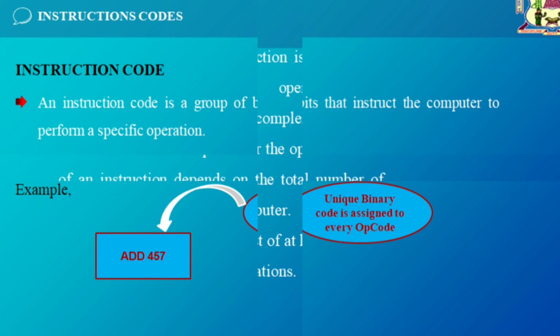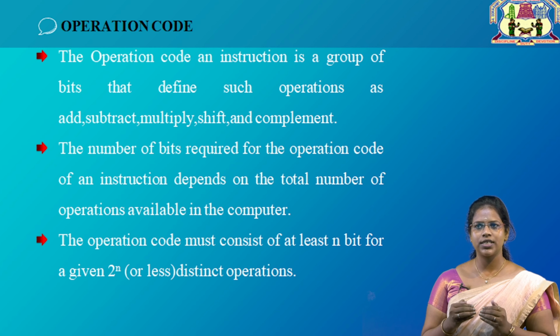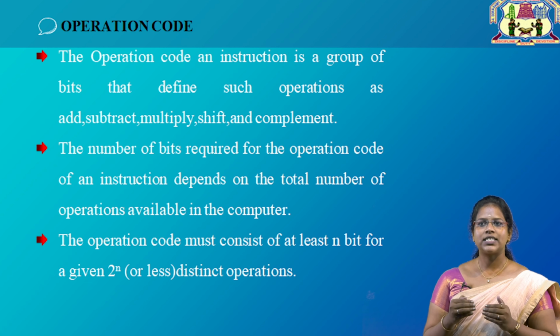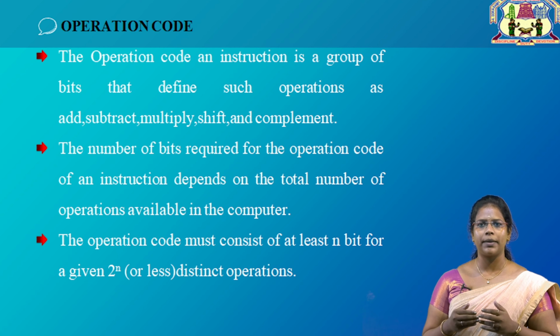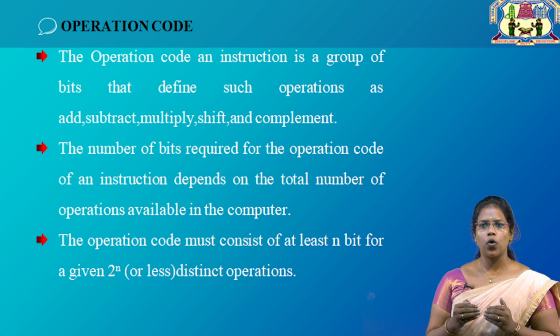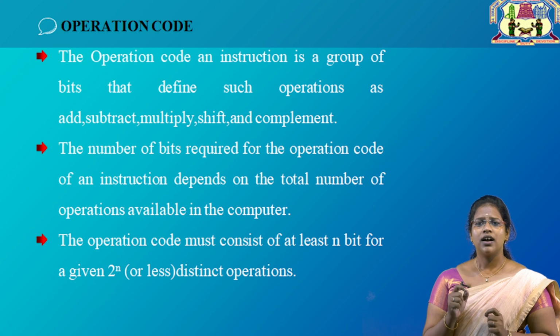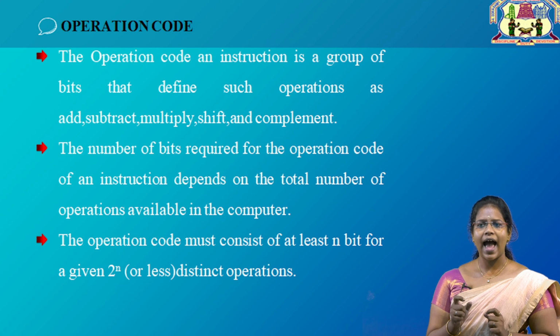Now what is an operation code? The operation code of an instruction is a group of bits that define operations such as add, subtract, multiply, shift and complement. So add is an operation code, and 457 is the address of the operand in the memory. Now these operation codes are designed with unique binary codes which cannot be changed. So this code will define that add operation, multiply operation, or shift operation. That's why the name given is opcode.